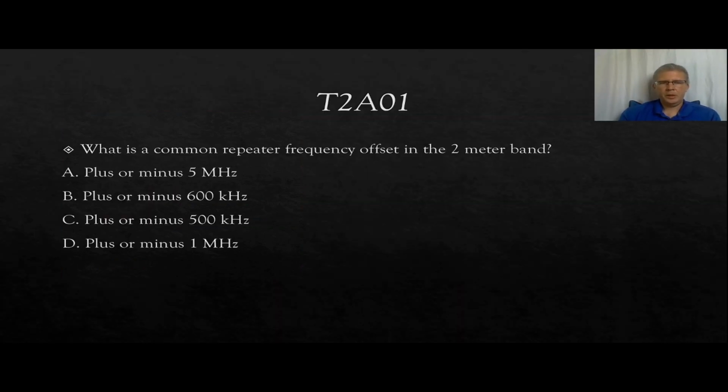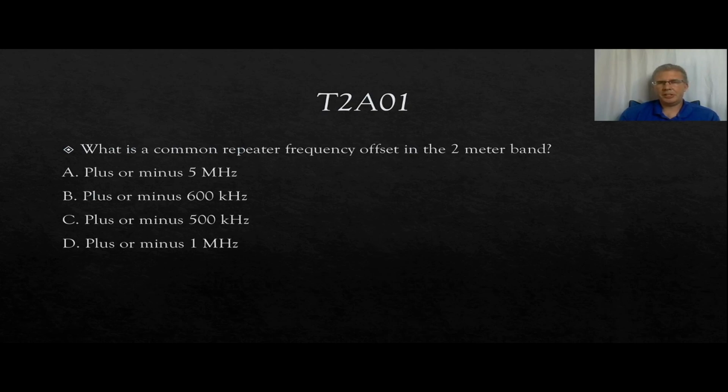Question 1. What is a common repeater frequency offset in the 2-meter band? A, plus or minus 5 megahertz, B, plus or minus 600 kilohertz, C, plus or minus 500 kilohertz, or D, plus or minus 1 megahertz. So as a person who doesn't have their license yet, you haven't possibly even picked up a radio yet, you may not know what some of these things are.